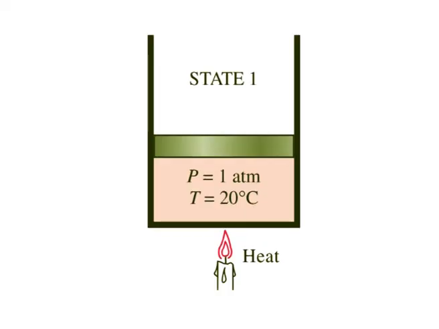Compressed liquid and saturated liquid. Consider a piston cylinder device containing liquid water at 20 degrees centigrade and 1 atmosphere pressure. Under these conditions, water exists in the liquid phase and it is called a compressed liquid or a subcooled liquid, meaning that it is not about to vaporize.